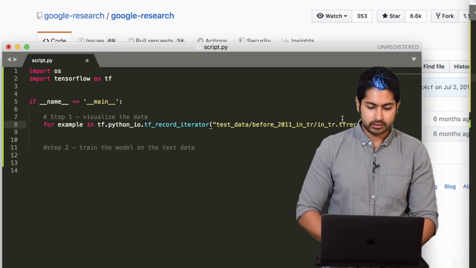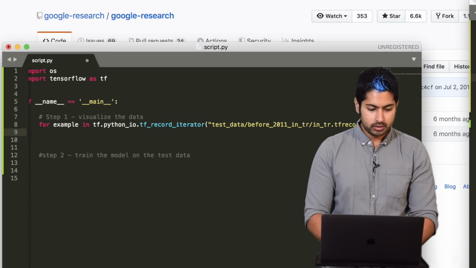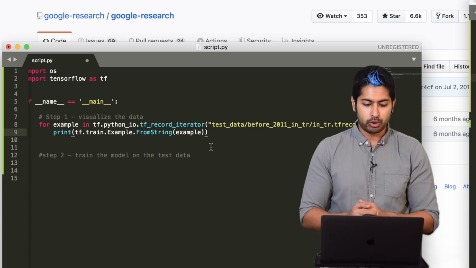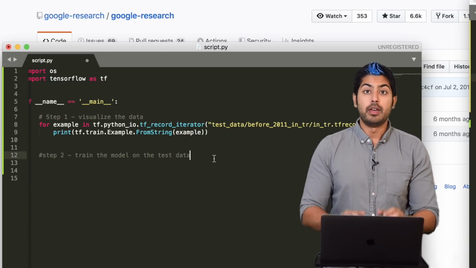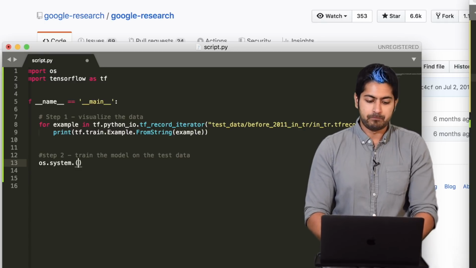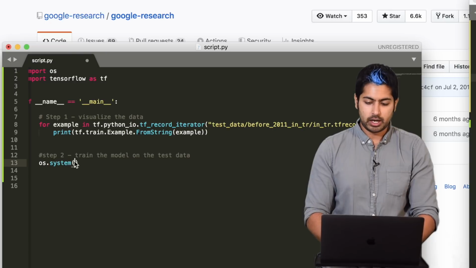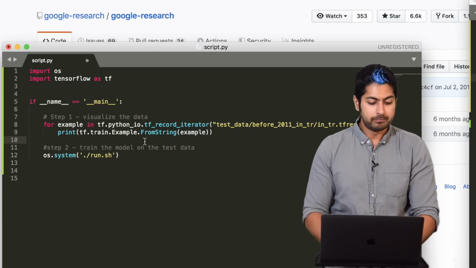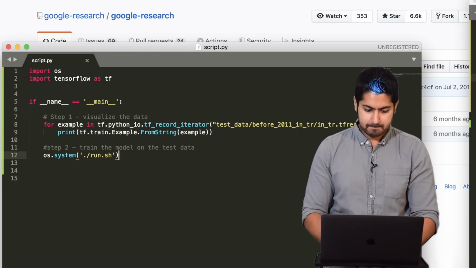And if we go back here, given that, for each of those examples, let's print out tf.train.Example from string, whatever example it is, and then we'll print that out. So every example we're gonna print out. Once we've done that, we're gonna say os.system, and this is just a terminal command that we're running from Python, run.sh. Just keep things a little clean. And that's it, very simple. Not a big deal. So let's go ahead and run this and see what it looks like.